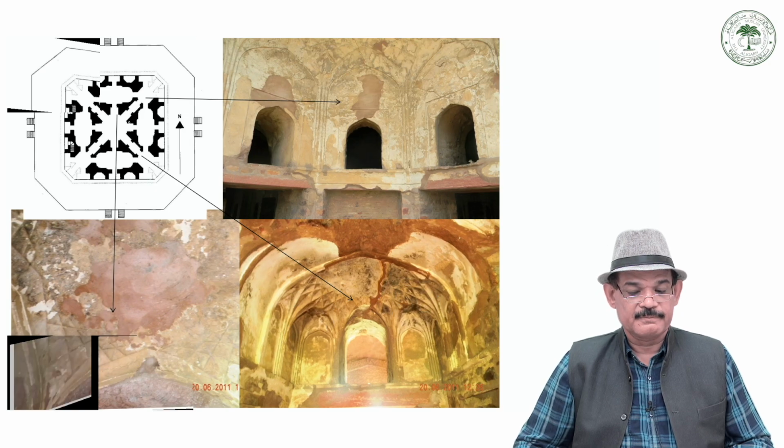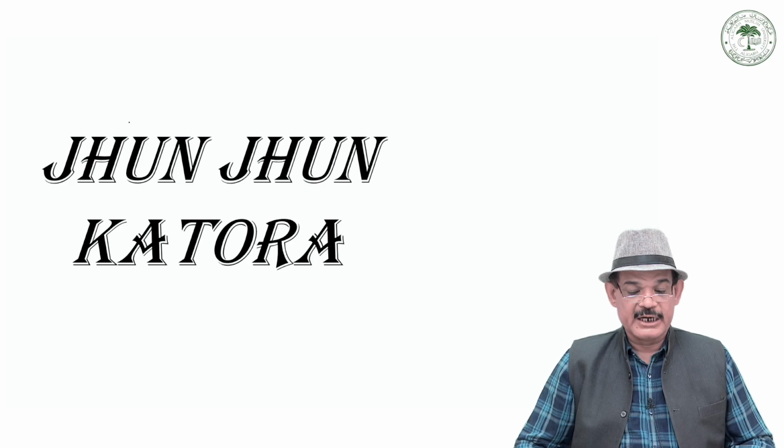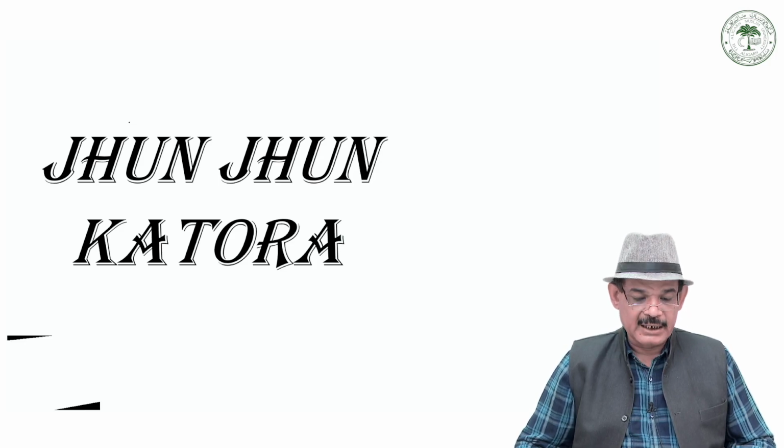Most probably it was built in the beginning of the period of Jahangir. Another important structure, again situated at Agra, is locally known as the Junjun Katora. It is situated in the compound of the district court at Agra.